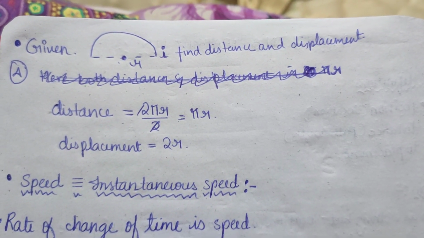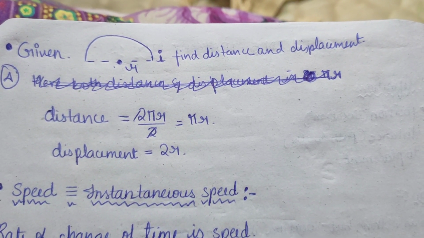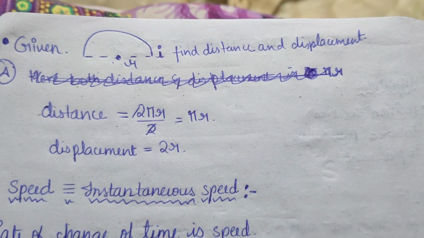The next one, given is a half semicircle, or half circle. Now find the distance and displacement. Distance equals 2 pi r by 2, which equals pi r. Then displacement is 2r.